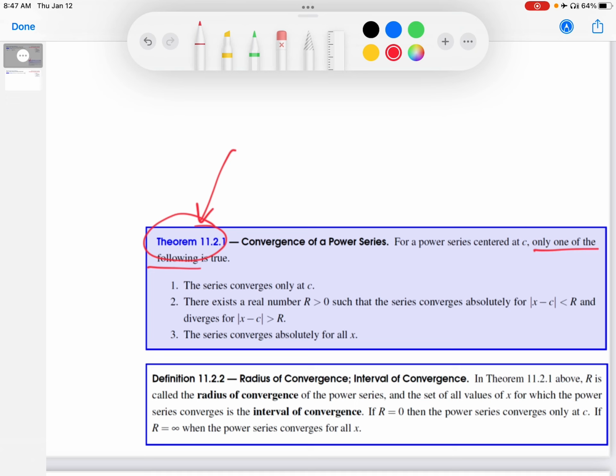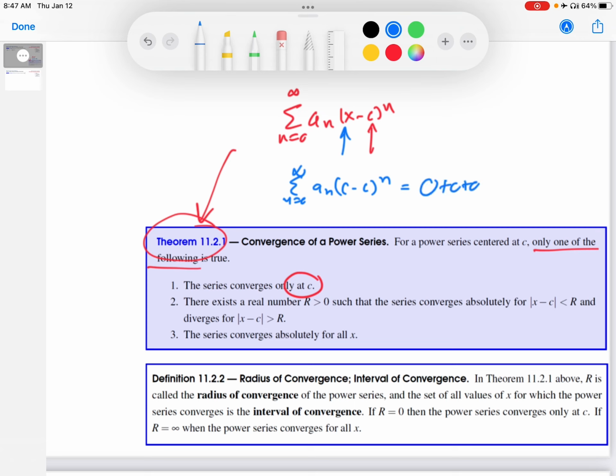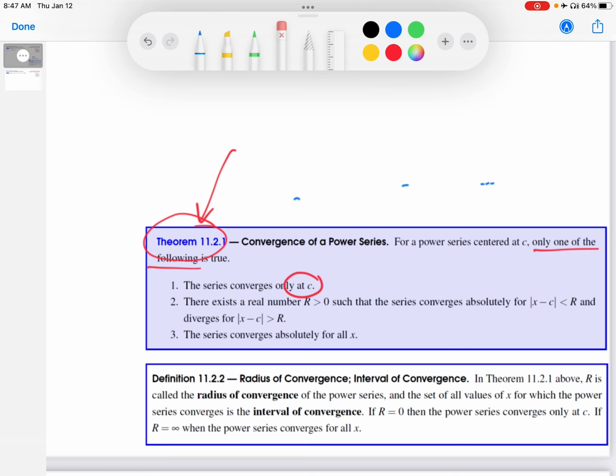First of all, the series converges only at C. Okay, I'll say that this is an extreme example of what could happen. A power series always converges at C. Why is that? Because if I substitute in x equals C, then because C minus C is 0, 0 to the n is 0, a_n times 0 is 0. This is just literally the series 0 plus 0 plus 0, which converges to 0. So a power series always converges at x equals C, the center. However, what may happen, and we're being told here, is that the series could converge only at C.